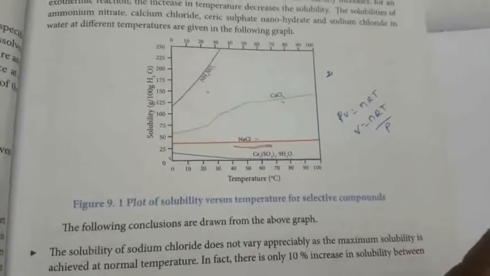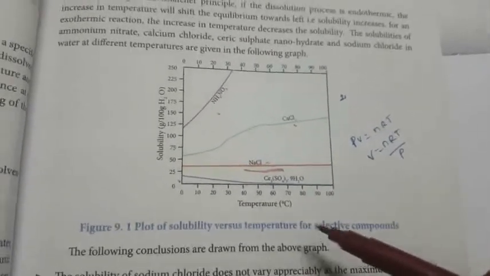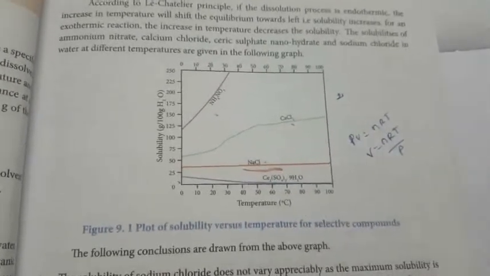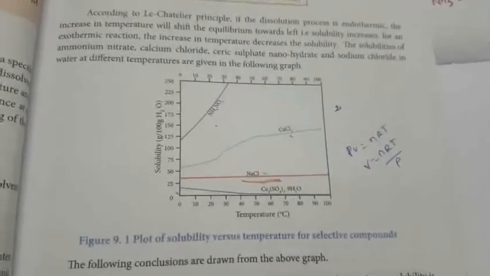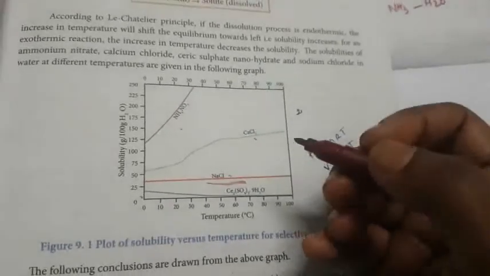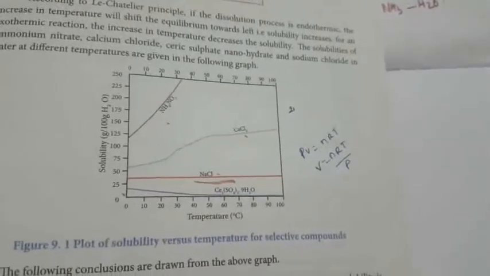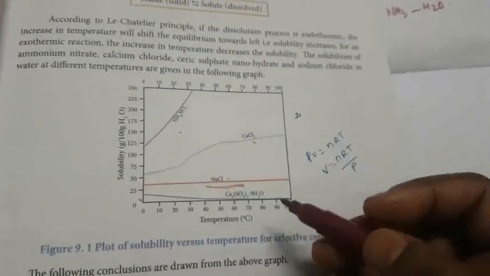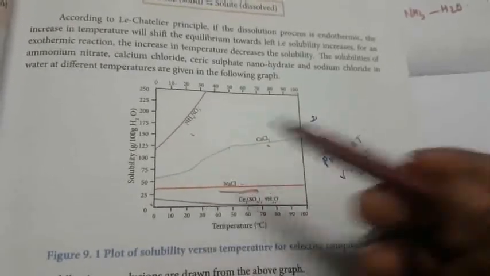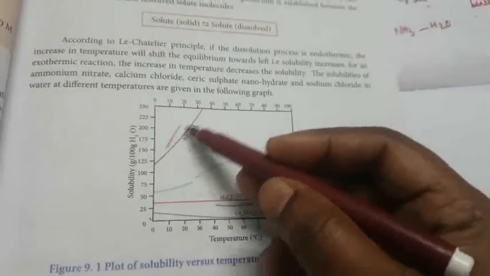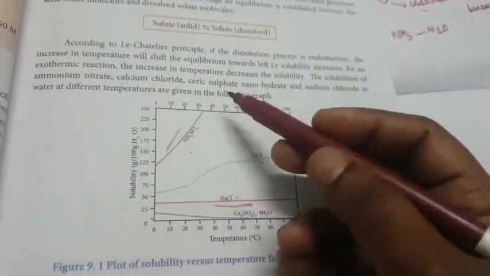The dissolution process of ammonium nitrate is endothermic. The solubility increases steeply with increase in temperature. What is meant by endothermic? Endothermic means it absorbs heat. So the solubility of ammonium nitrate increases steeply with increase in temperature. As it absorbs heat easily, when its temperature increases, its solubility increases.